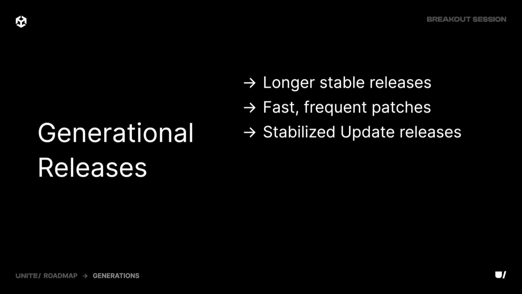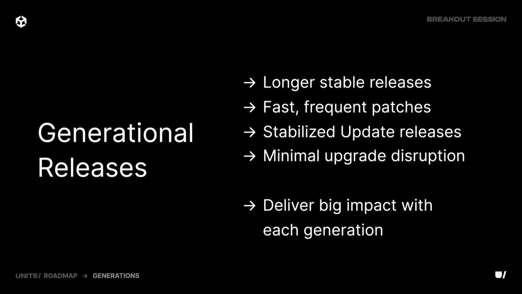Then we'll provide fast, frequent patch releases, just like the LTS, and then something new, update releases. These are like a patch, but with an additional period of stabilization before they release. So this improves over the LTS, especially where we want to ship larger things, new platforms. Rather than arriving in a patch, they'll be part of a stabilized update release. Through all of this, we're optimizing for minimal upgrade disruption. And finally, this model enables us to work on the next generation of Unity in parallel.